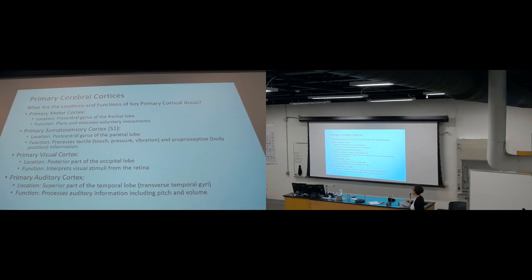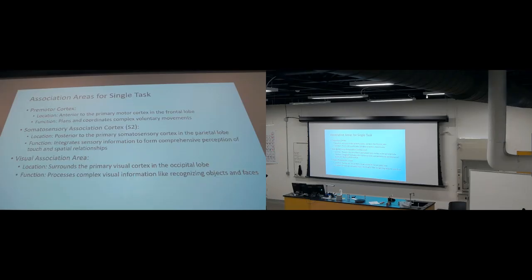Primary visual cortex is located in the occipital lobe, in the lower part of the occipital lobe. It interprets visual stimuli that come from the back of our eyes, where we have photoreceptors, which is called the retina. And then the auditory cortex, we have it in the temporal lobe. It is located specifically in the transverse temporal gyri and helps us to detect volume and pitch of sounds.